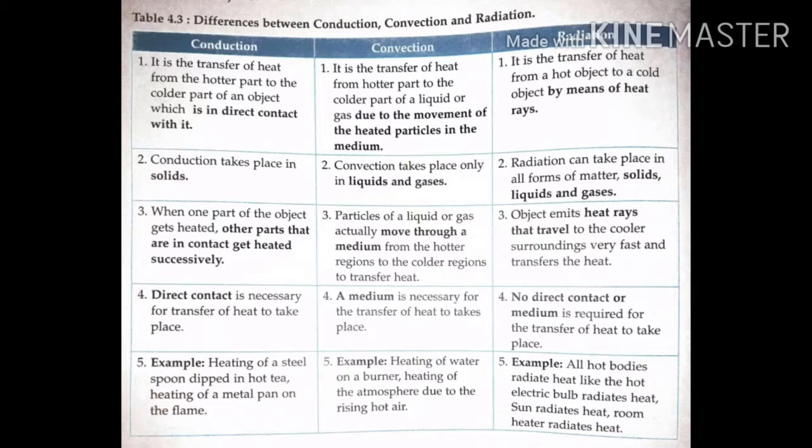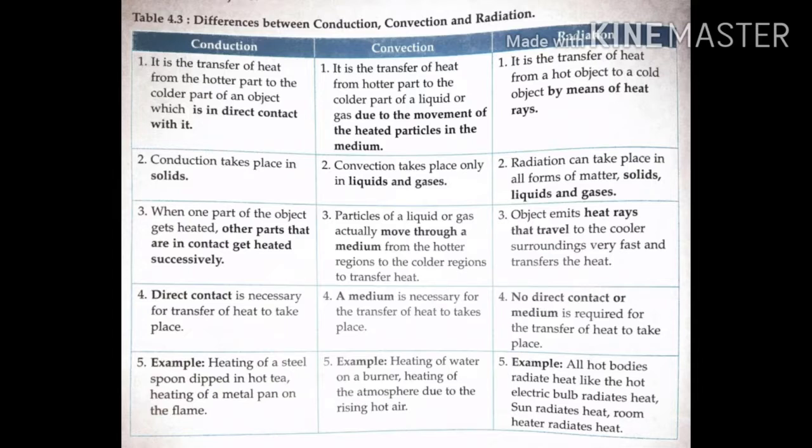Next one, radiation: the transfer of heat from a hot object to a cold object by means of heat rays. We already discussed this, no? So radiation takes place by means of heat rays. Next, conduction takes place only in solids. What about convection? Convection takes place in liquids and gases, and radiation can take place in all forms of matter: solids, liquids, and gases.